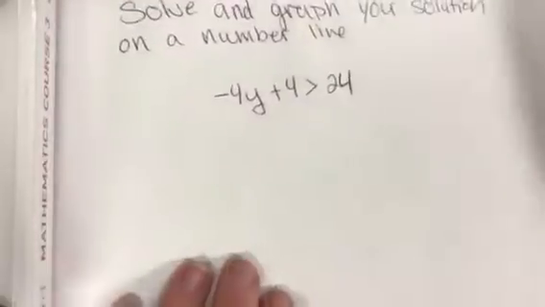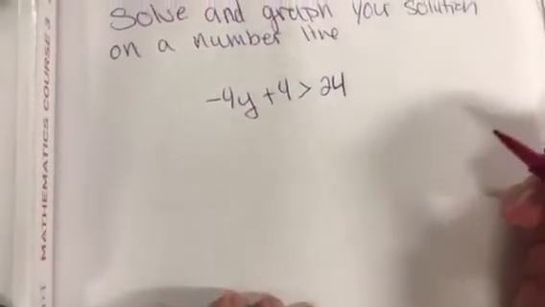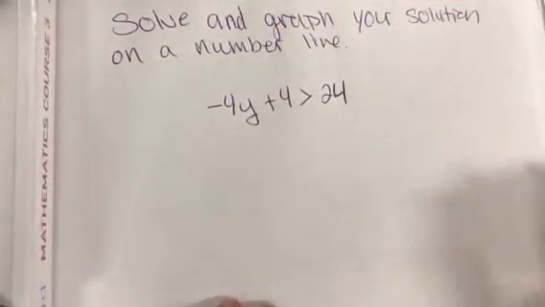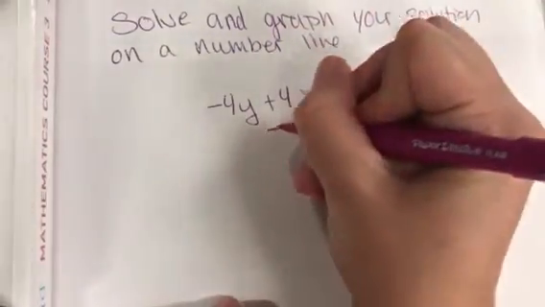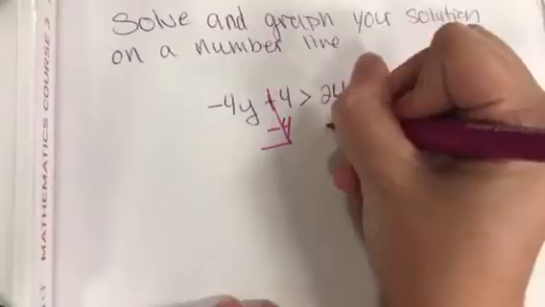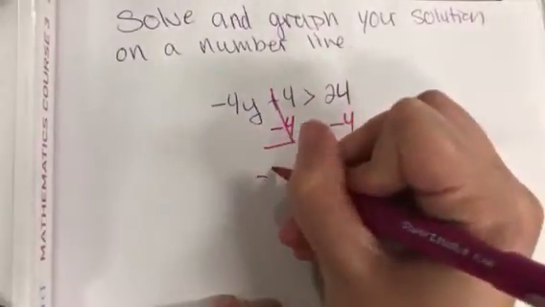Yep. Last one for today. Solve and graph your solution on a number line. We're going to again solve. My constant was positive 4, so I'm going to subtract. The opposite of adding 4 is to subtract. I'm going to subtract 4 again. Bring down everything that's left.